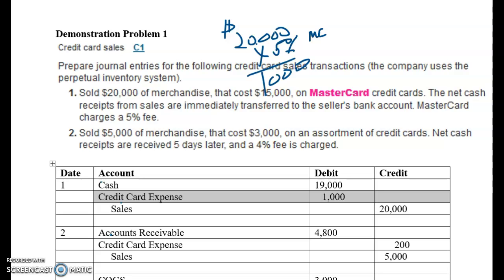Let's look at one that's a little more complicated. We sold $5,000 in merchandise that costs $3,000, on an assortment of credit cards. In other words, we just add them all up. It can be called credit card receivable if you want, or accounts receivable. Our provider says, you accept them, and it's a 4% charge. So just like we did before.